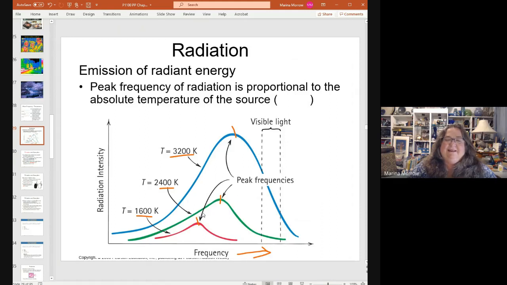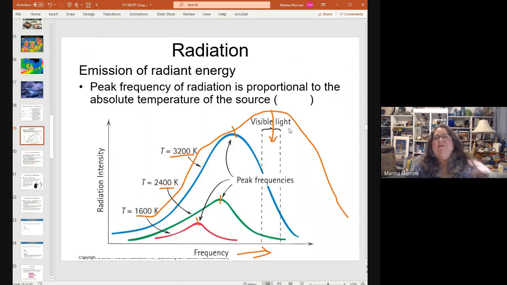Now if we get to 6,000 degrees would create something that peaks in the visible region, right? That's what we were talking about. That's the sun. The sun will peak at the visible region. Okay, so if we have 6,000 Kelvin, it's an even higher frequency.